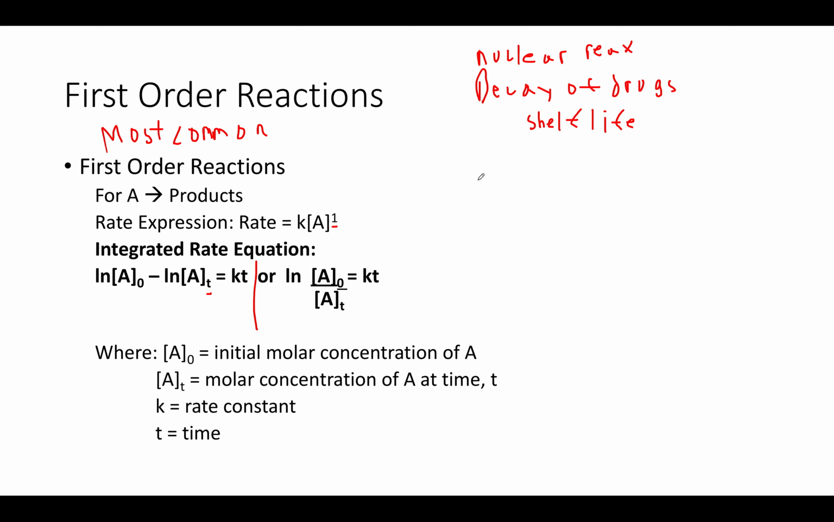So also important to note that if you were to draw a graph of a first order reaction, with time being on the x-axis and the ln of the concentration of the reactant on the y-axis, you would be looking at a linear relationship. So first order reactions have a linear relationship.